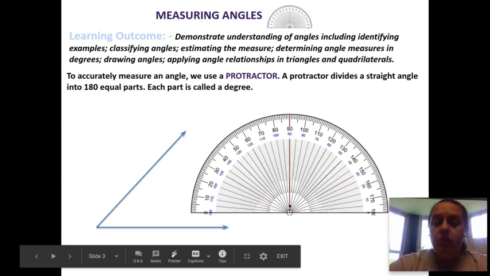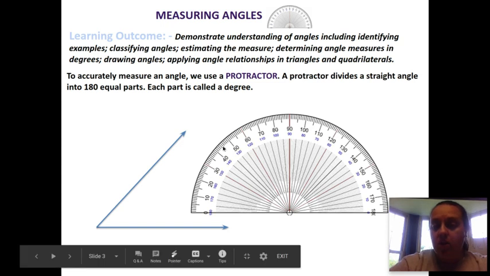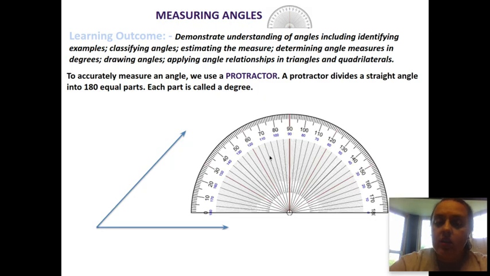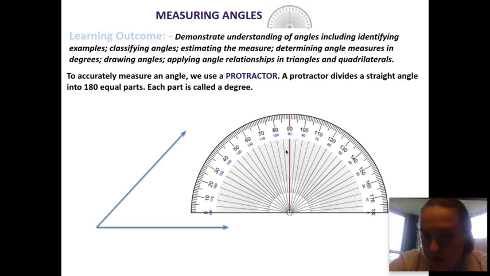Now, we talked about in class, if your angle opens up like you're opening a book, so it opens up to the right side, you're going to use these numbers at the top. If your angle starts over here and opens to the left, you're going to use those little blue numbers there at the bottom.